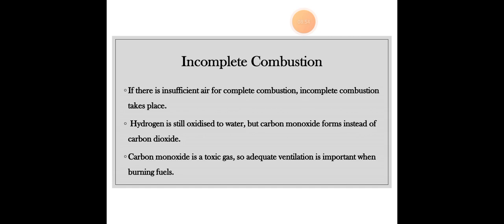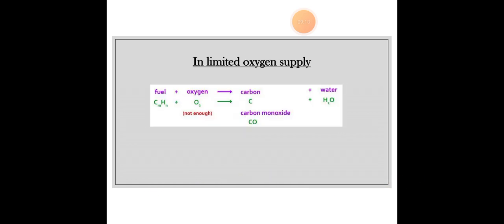Hydrogen is still oxidized to water, but carbon monoxide forms instead of carbon dioxide. In complete combustion we have carbon dioxide, but in incomplete combustion we are going to have carbon monoxide. Carbon monoxide is a toxic gas, so adequate ventilation is important when burning fuel. In limited oxygen supply, fuel plus oxygen gives you carbon plus water, or carbon monoxide and water.